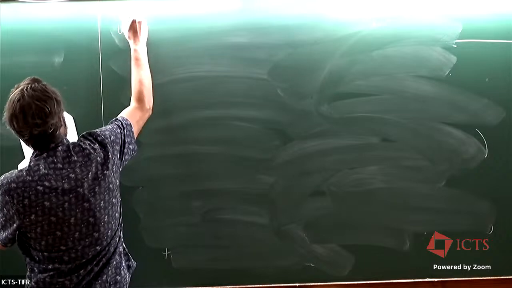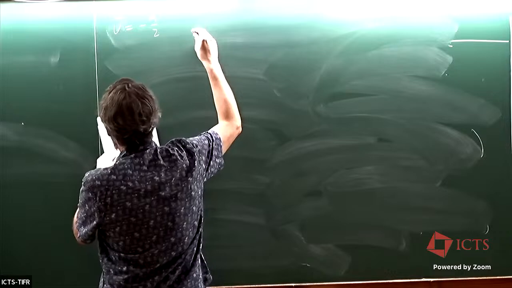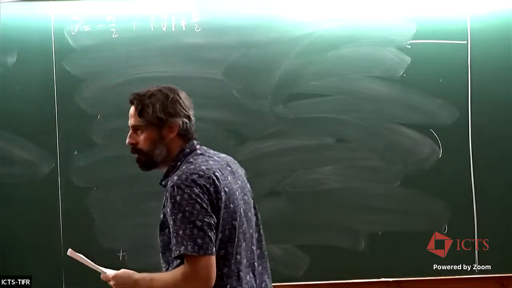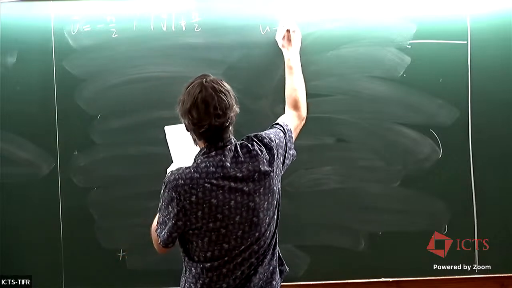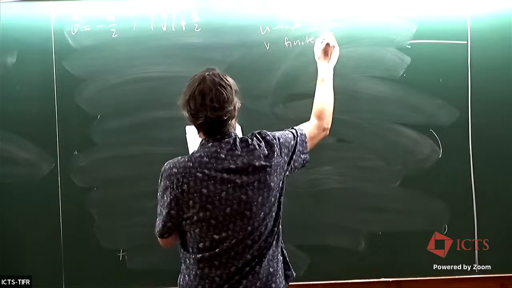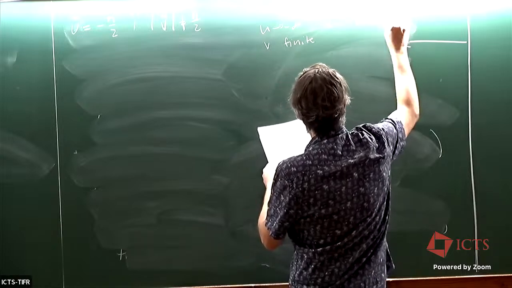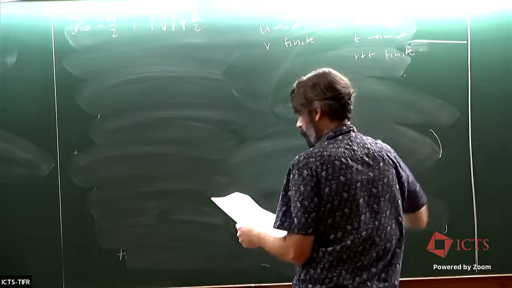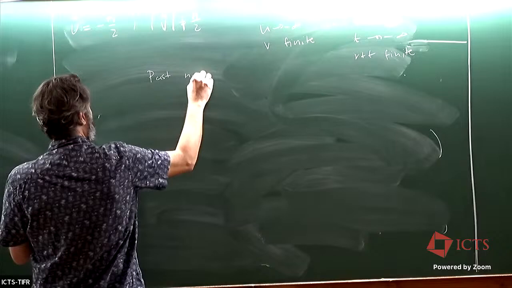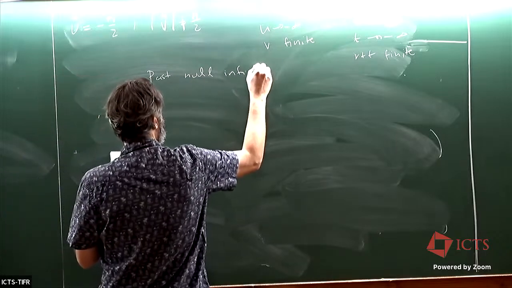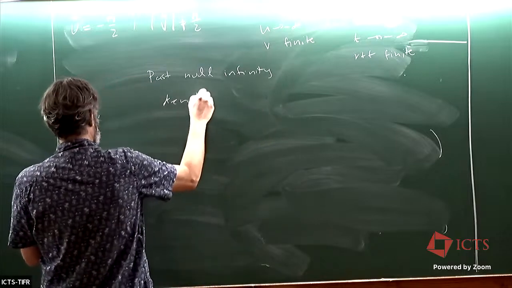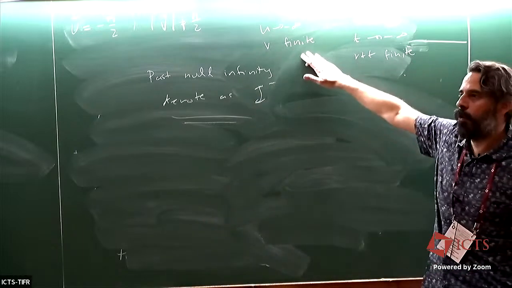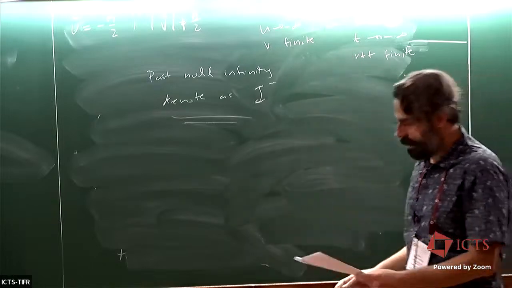Then I have to take u twiddle to be minus pi halves, while v twiddle is neither plus nor minus pi halves, right? And this corresponds to u going to minus infinity, v kept finite, or r going to infinity, t going to minus infinity, with r plus t finite. And this is past null infinity. I will denote it as scri minus. So here I'm keeping one of the null coordinates finite and sending the other one to minus infinity, right? So this is past null infinity.